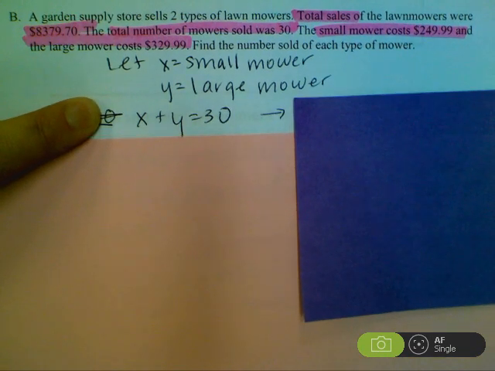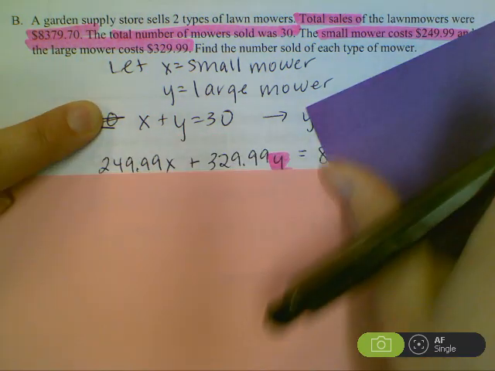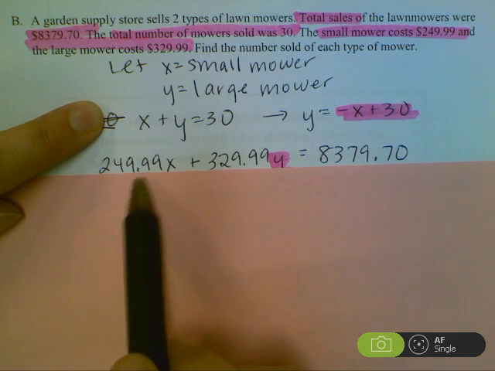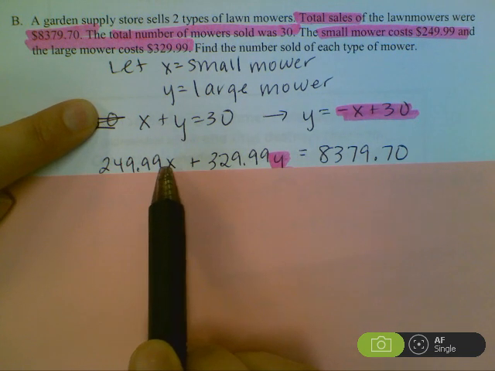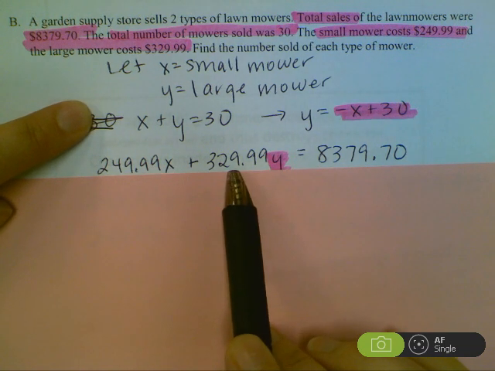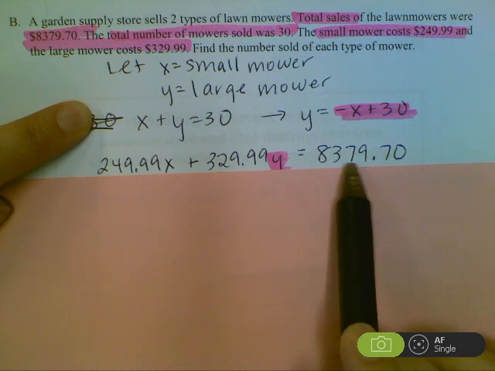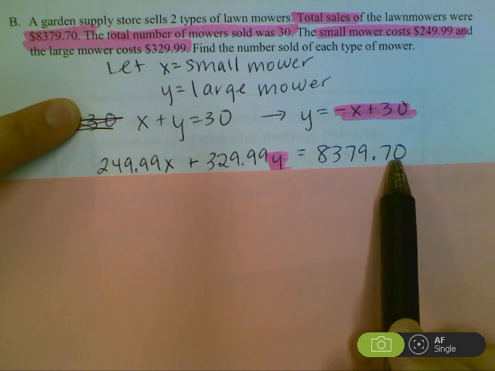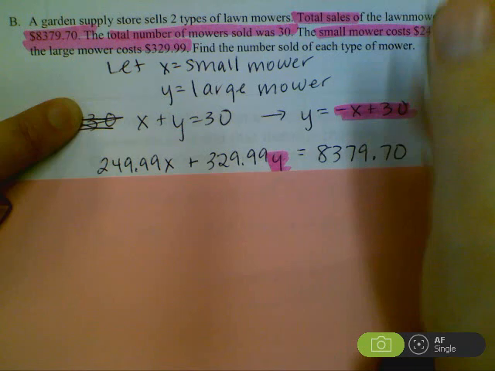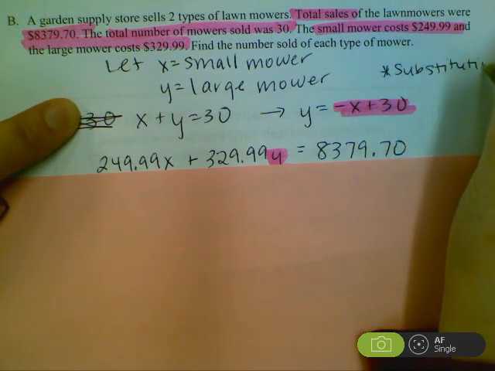My second equation is going to be the cost equation, and the cost equation is going to multiply the values together. So the small mowers cost $249.99, so I'm going to multiply that by X. The large mowers cost $329.99, so I'm going to multiply that by Y. And the total cost is $8,379.70. Now I've got my two equations. Looking at these equations, I think that substitution is probably going to be my best bet.